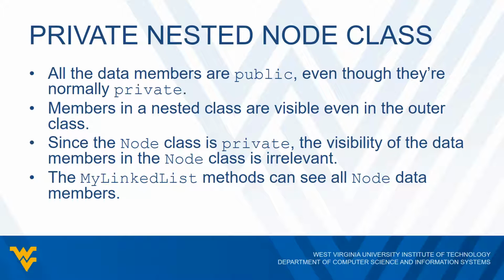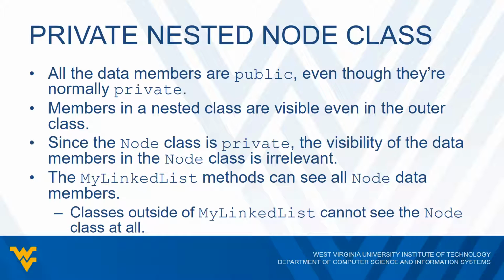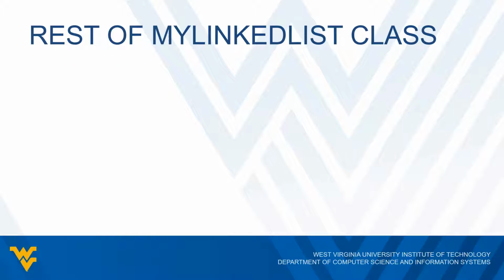Now I should also mention that because the node class is a nested class in here, the myLinkedList methods can see all the data members. So they can see everything in there, and classes that are outside of it can't see the node class at all. So this implementation is perfectly fine because all the methods in the myLinkedList class can see the data and the next and the previous reference variables. There's no issue with that at all, and all the classes outside of the myLinkedList class can't see anything in the node class anyway.